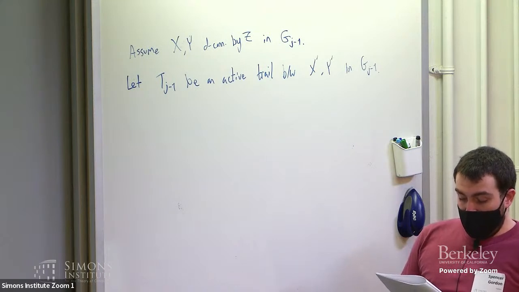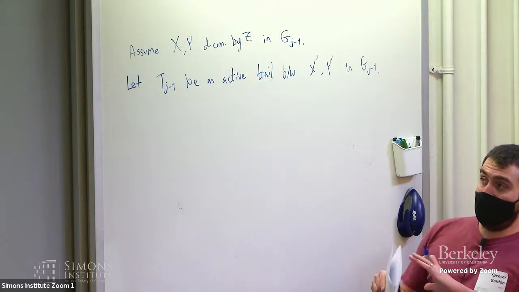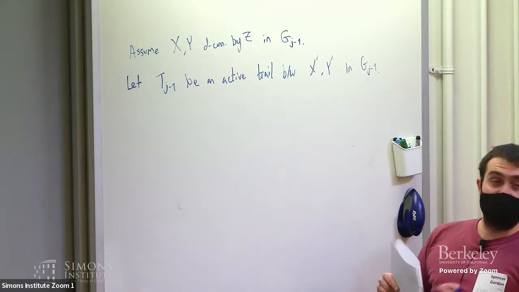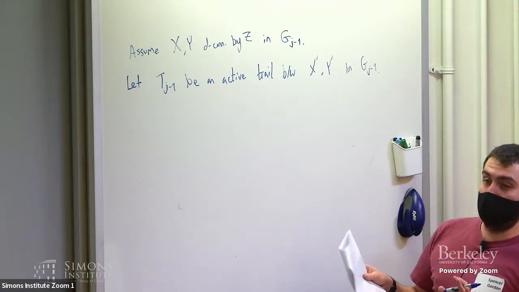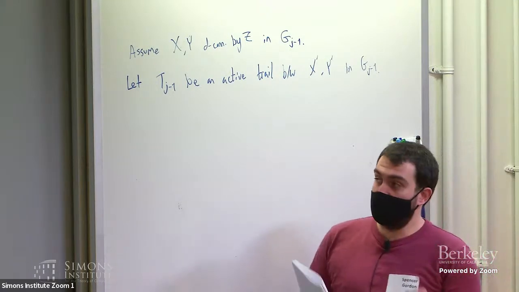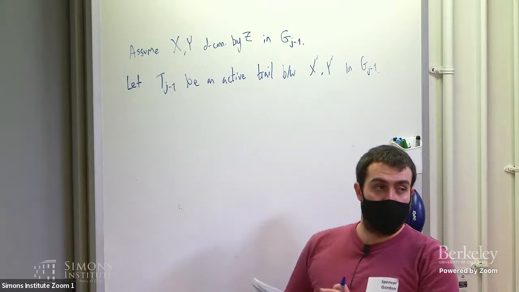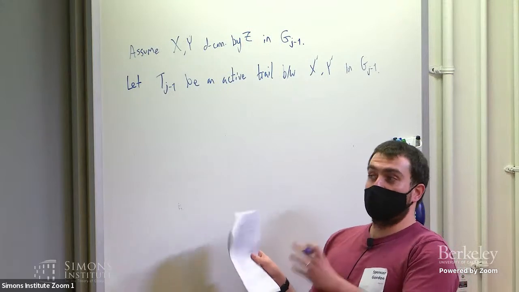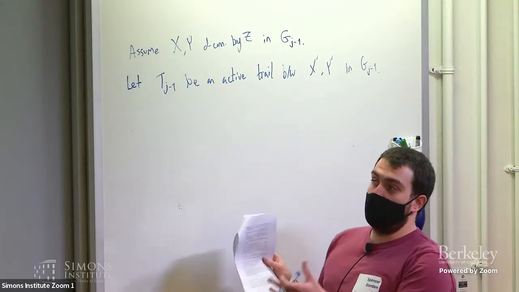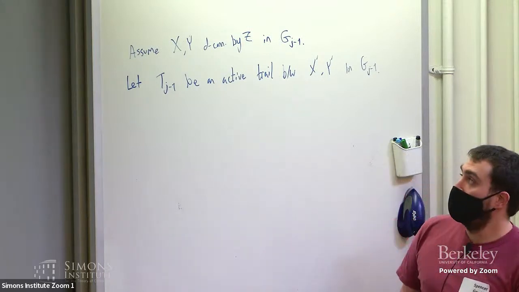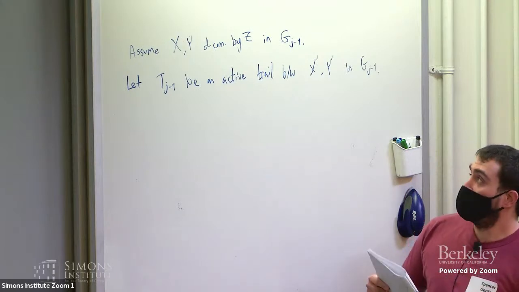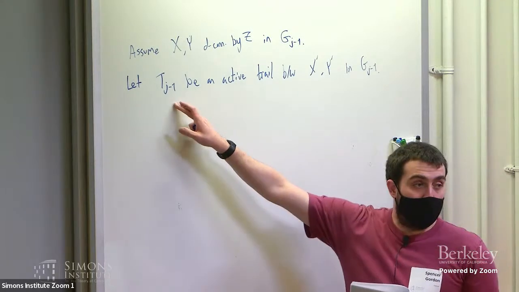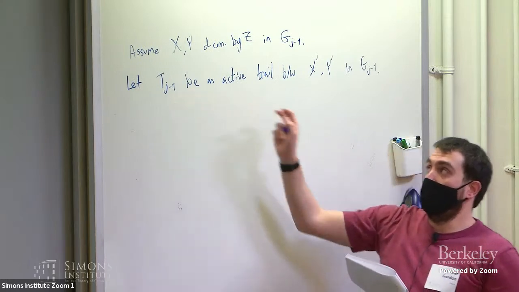And now everything outside of the ancestors of ZJ is not going to change as we go from GJ minus 1 to GJ, right? Because all we're doing is we're wiring up the ancestors together, flipping some edges, and then doing more stuff with this ancestor set. So we only have to worry about the parts of this trail that go through the ancestors of ZJ.